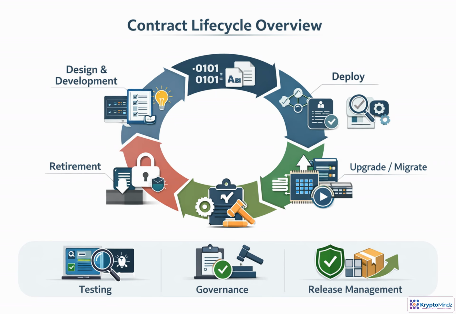A smart contract should be treated as a governed software product, not a one-time deployment. It starts with requirements, design, coding, and local tests. Compilation turns source code into bytecode and an ABI, and deployment uses those artifacts to create an address on Besu. After that, applications invoke the contract, teams monitor behavior, and changes follow controlled upgrade or migration paths. Eventually, a contract may be retired. Testing, governance, and release management protect every transition.